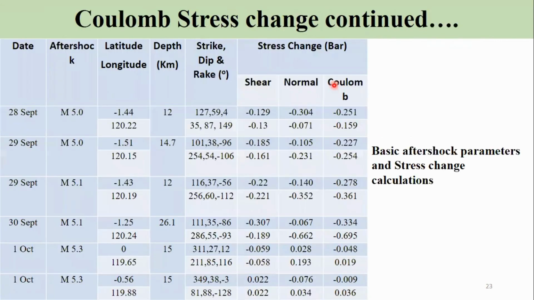is the normal stress. Now, I took around 6 aftershocks of this main shock event, and I found all the strike, dip, and rake parameters and both the focal plane solutions, and I calculated the stress change, both the shear, normal, and Coulomb stress change, using Coulomb 3.3. It's an open source software developed by USGS.